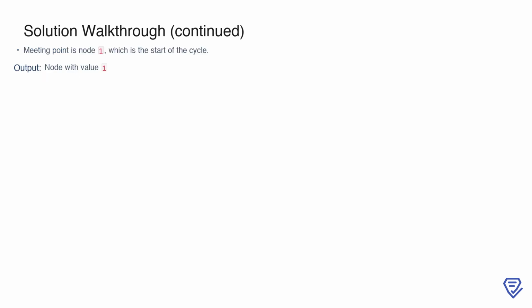Once the cycle is detected, we proceed to find the starting node of the cycle. We reset the slow pointer to the head of the list, which is still the node with value 1, while keeping fast at the meeting point, which is also the same node. We then move both pointers one step at a time. Since the node points to itself, both slow and fast remain at the same node in the first iteration. With both pointers meeting at the node with value 1, we determine that this node is the start of the cycle. The output for this example is the node with value 1.